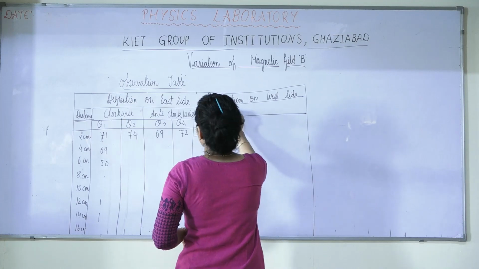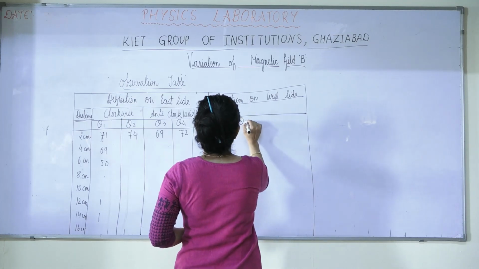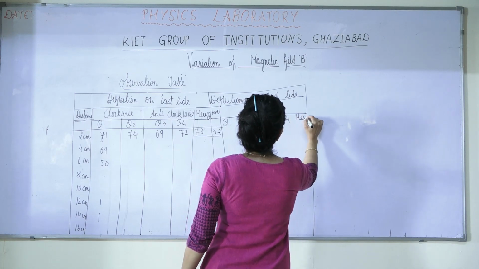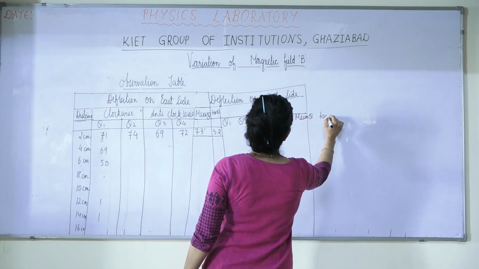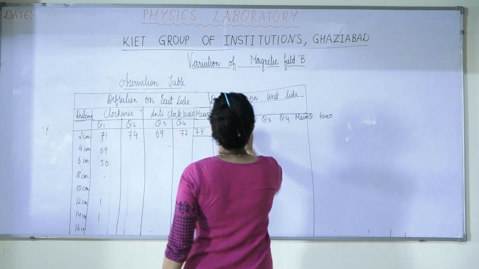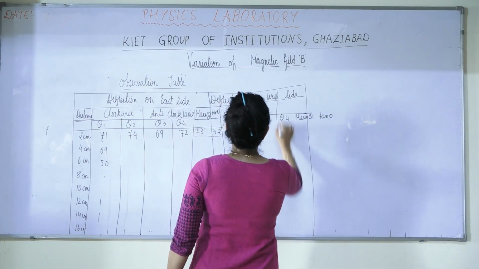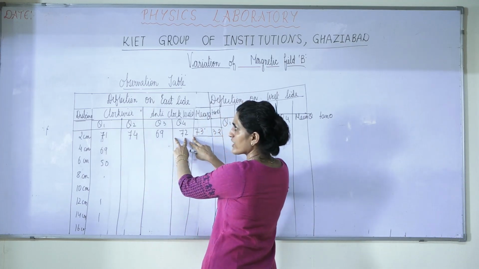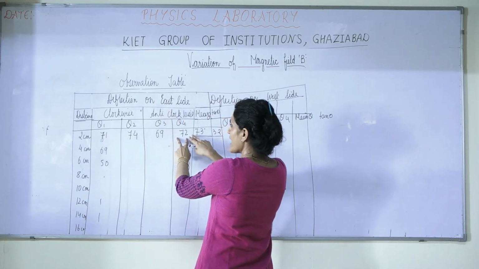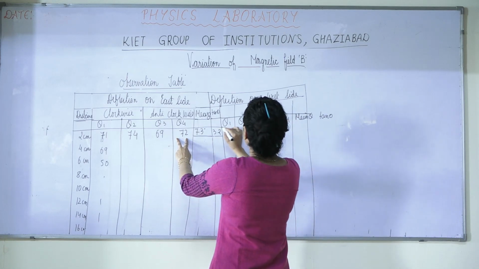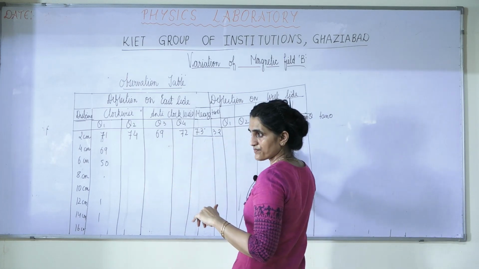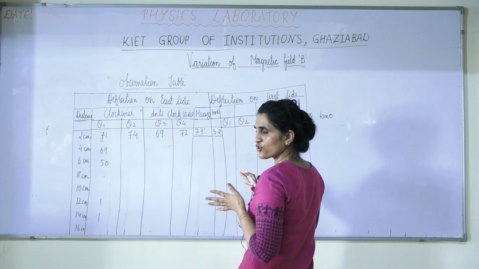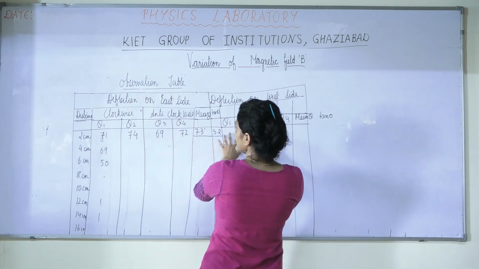That is, I will calculate theta 1, theta 2, theta 3, theta 4, then mean theta, and finally I will get and write down tan theta. There may be a condition that I get the same values which I got on the east side, or my values can differ also. Because we are doing a practical, we are not working in ideal conditions, so the readings can vary.